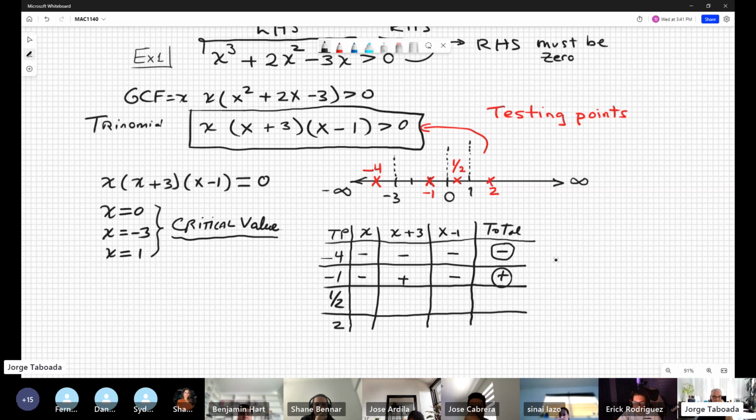Okay, so now let's continue to fill out the table. Just now it's plus because 1/2 is positive. 1/2 plus 3 is positive, and 1/2 minus 1 is negative. We have 1 negative, so it's negative. And 2 is positive because 2 plus 3 is 5, and 2 minus 1 is positive 1. 3 positives give a positive. Guys, do you understand this idea so far or no?